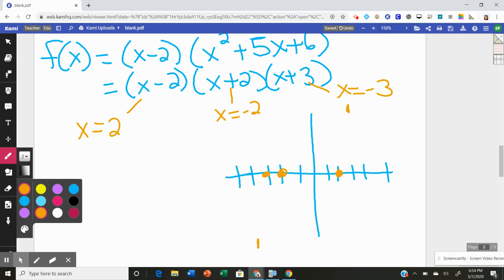Looks like the multiplicity of each of these factors here is 1, which is going to equate to a cross for each one. So let me start in this negative direction here. I'm going to cross, cross, cross, and in that positive direction.